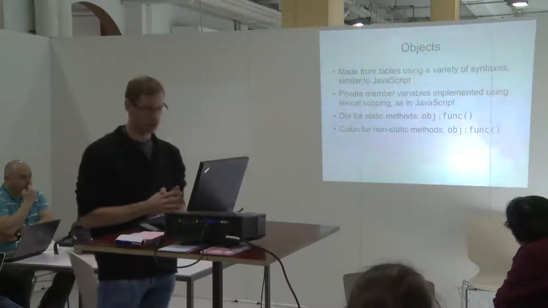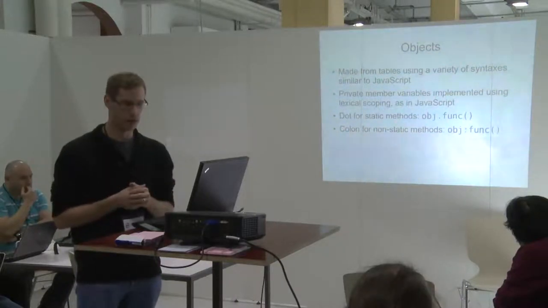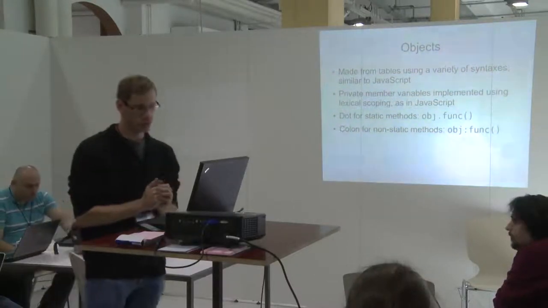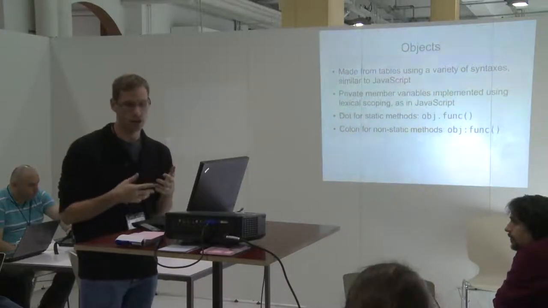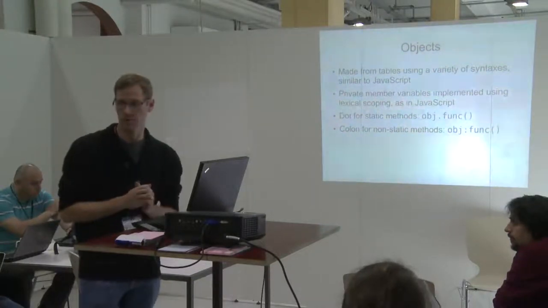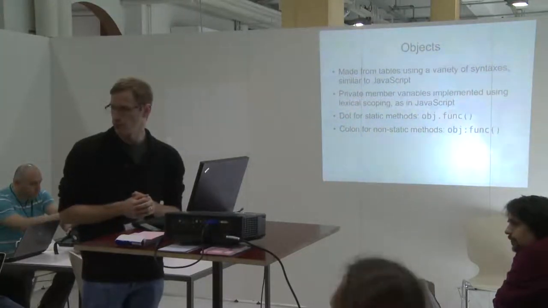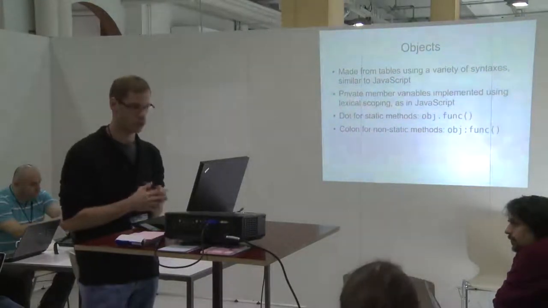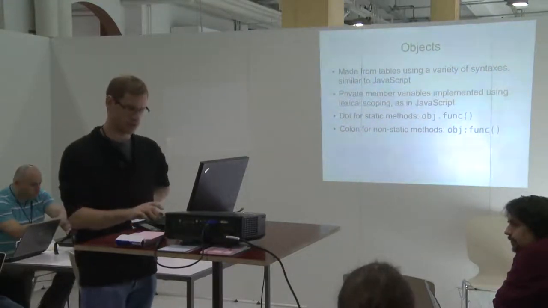When you call a method without a self parameter, it's called self in Lua rather than this. When you call a method statically, you use a dot, and when you call a method non-statically, you use a colon, which will pass in an implicit self parameter as the first parameter to that function. Why does it say dot function self? Actually, you can do that. Yeah, you can if you like. You can use the dot syntax and pass in an explicit self. But we have colon syntax to make that a bit simpler.